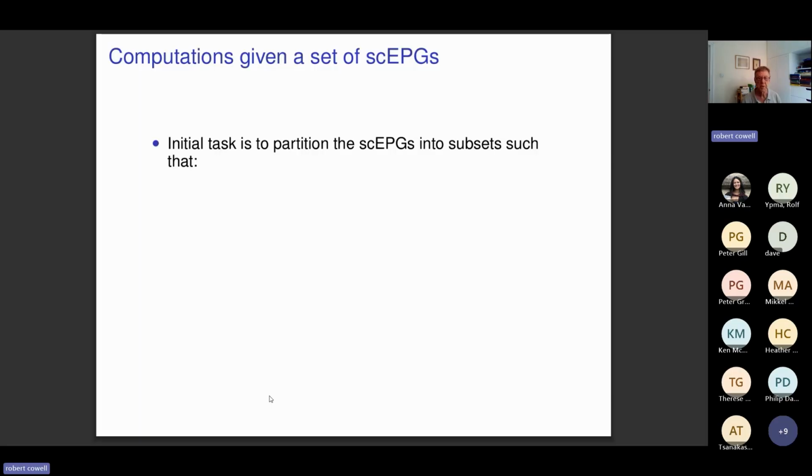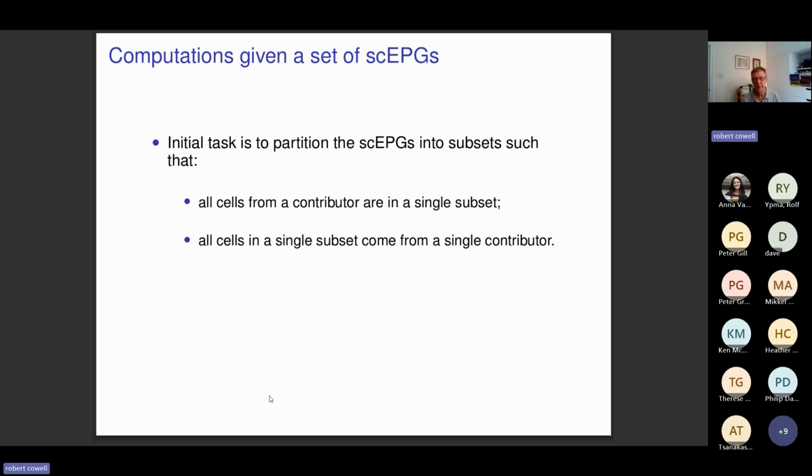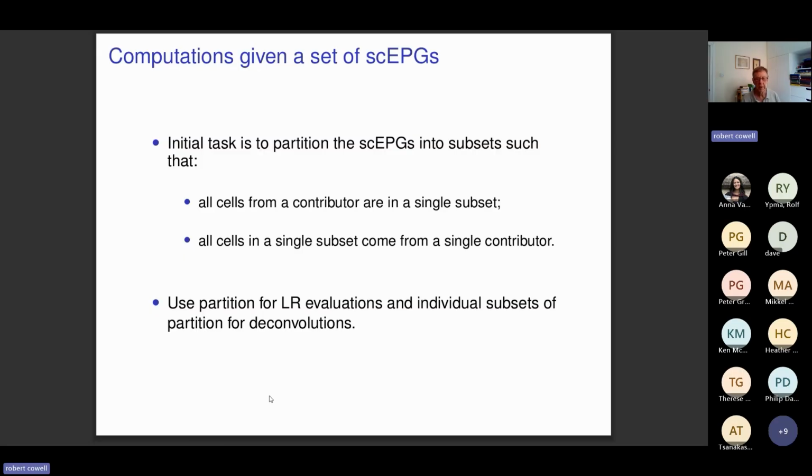But suppose you have a set of such EPGs. Then the computational task is very different compared with the standard mixture software. The initial task is to partition the EPGs into subsets, such that all cells from a contributor are in a single subset, and all cells in a single subset come from a single contributor. There's one such partition for which that is true. Having found that partition, you can use it for likelihood ratio evaluations, and also use individual subsets for deconvolutions if you don't know the genotype of the contributor to that set of cells.